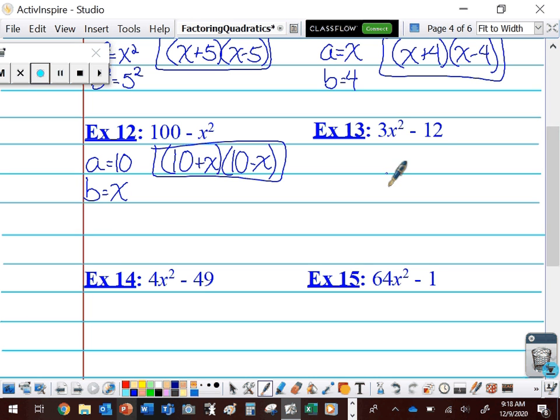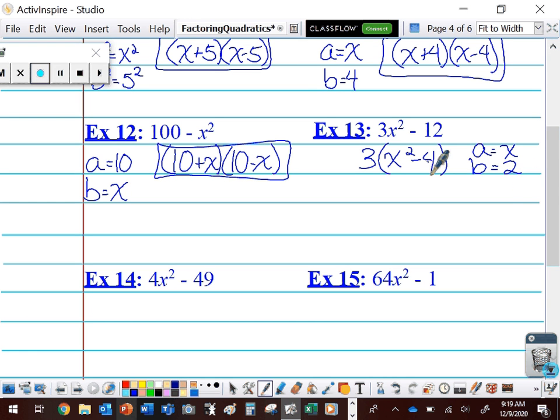Next up, I have 3x squared minus 12. Well, as always, look for a GCF if there is one. Okay, and the GCF here is 3. Sorry about that. Okay, if I bring out a GCF of 3, I'll have x squared minus 4. Okay, well, here we go, guys. In this case, our a is x, and our b is 2. 2 squared equals 4. So leave the 3 out front and factor it x plus 2, x minus 2.